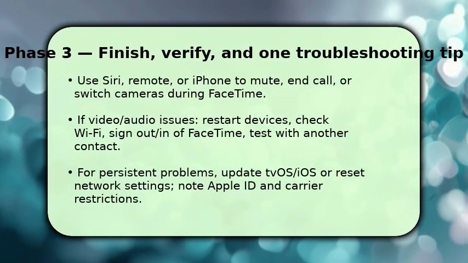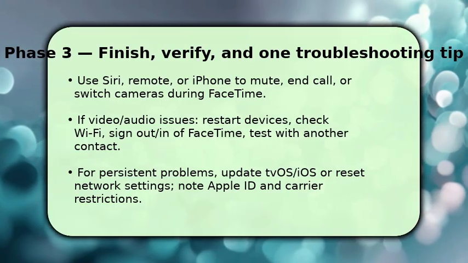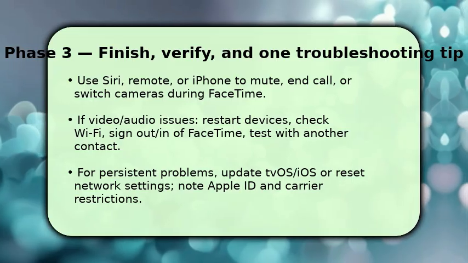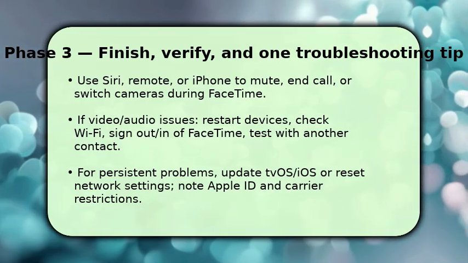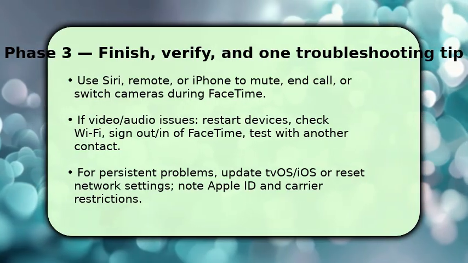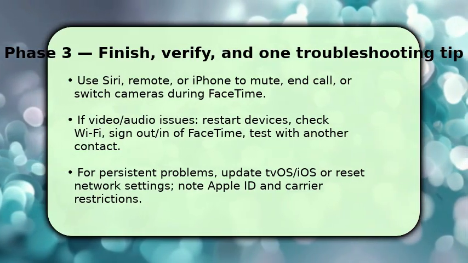To finish, use the Siri remote and on-screen control or your iPhone to mute, switch cameras, or end the FaceTime call. You control layout and audio routing in real time. If video or audio stutters, restart both devices, verify strong Wi-Fi, and sign out, then back into FaceTime. Once done, try a test call to a different contact.